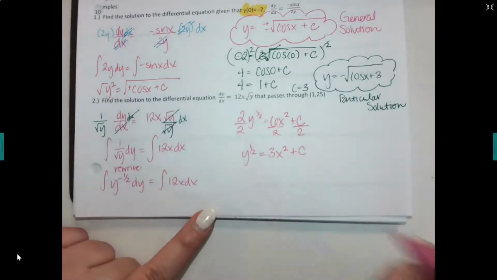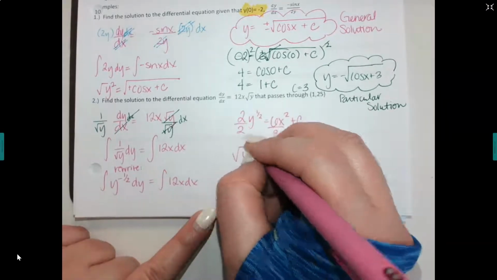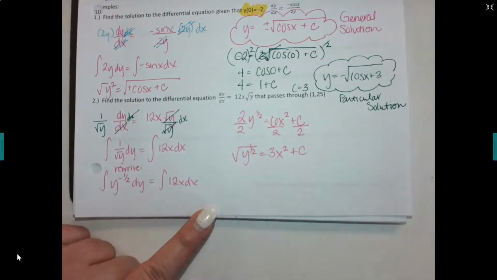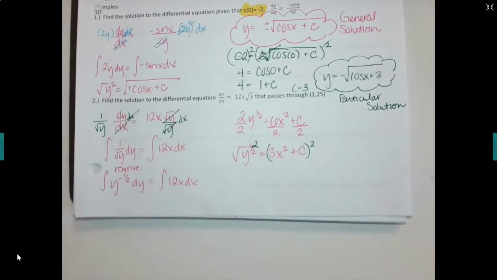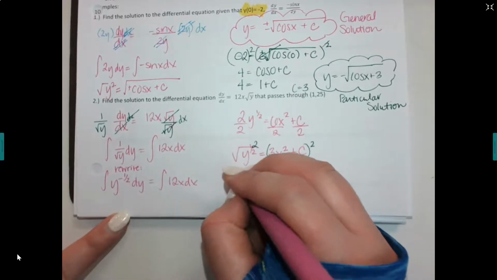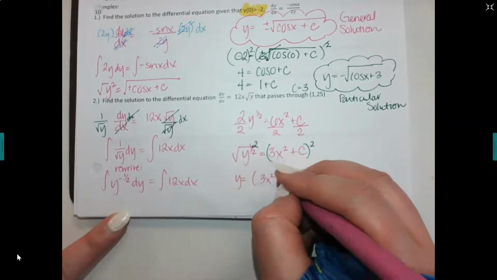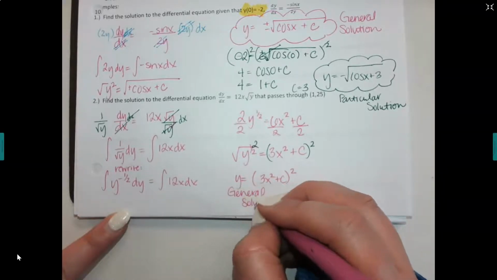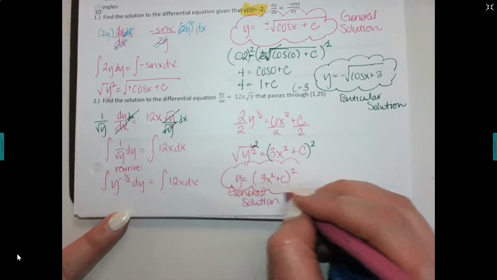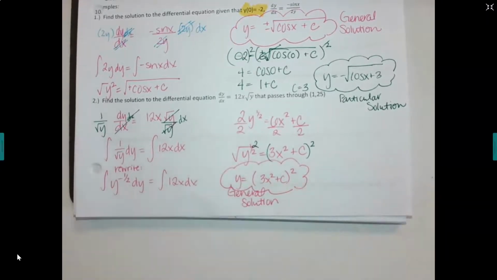Okay, last step. How do I get rid of 1/2 power? That's the same as a square root. So to cancel it out, like you guys said, I'll do a squared. Now, make sure when you square the right side that you use parentheses to square the whole thing together. Okay? So I have y equals 3x squared plus c quantity squared. That is your general solution. Remember that it's a general solution because the c is still unknown. So in order for me to find the c, I have to use the point that they gave me, which was 1, 25. So I'm going to use this point right here.